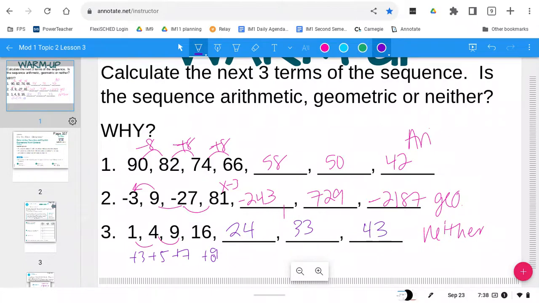So the reason it's a neither is because this number has to be the same all the way through. Okay, yes, there's a pattern that happens, but it has to be adding or subtracting or multiplying by the exact same number every single time.